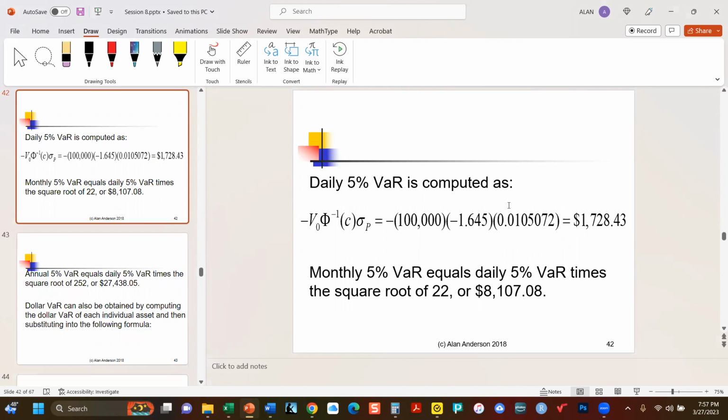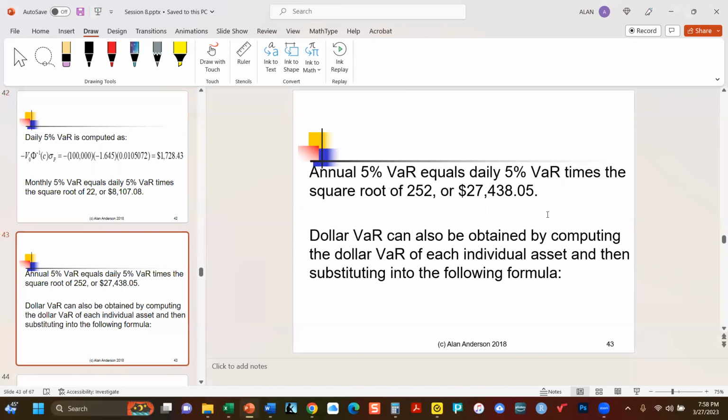Now, with all that being said, all the work, if you notice, is going into that standard deviation. The rest is easy. We've got the value of the portfolio of 100,000. We have the so-called quantile or Z-score, 1.645. Here's our standard deviation. So the daily VAR is about $1,728. To convert that to monthly, we multiply that by the square root of 22, which is about $8,100. And then to make it a yearly VAR, we multiply the daily by the square root of 252, and that's about $27,000.